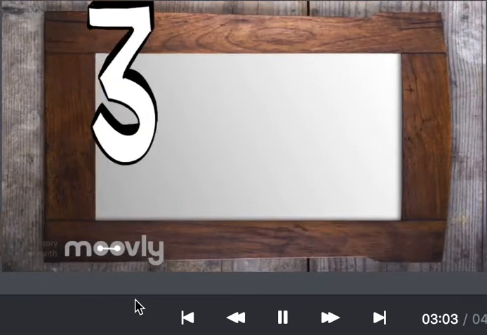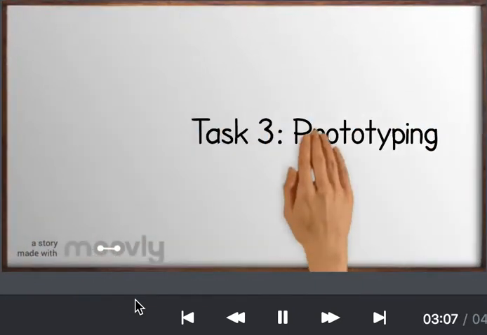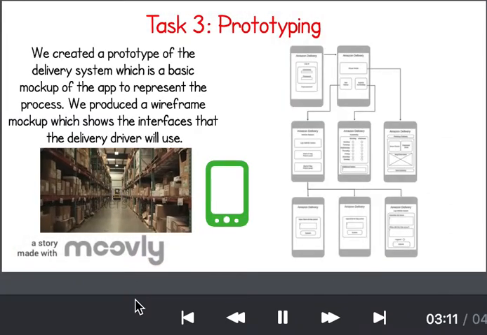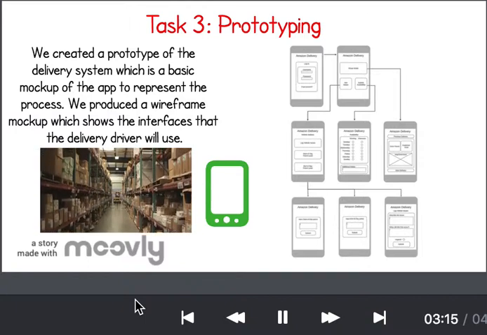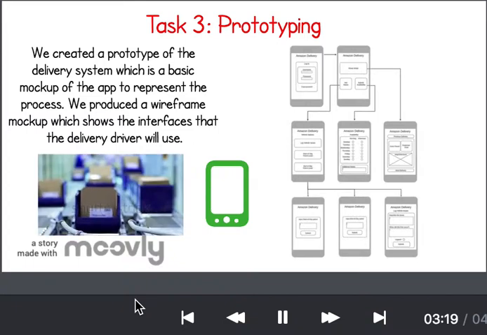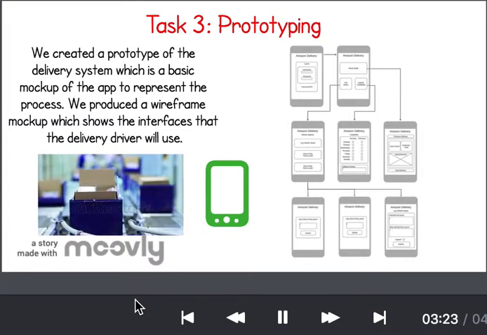For task 3, we created a prototype of the delivery system, which is a basic mock-up of the app to represent the process. We produced a wireframe mock-up which shows the interfaces that the delivery driver will use. In this application, the driver will have the possibility to access information about the van status, the availabilities, and also about the route mode, which is direction, address, etc.